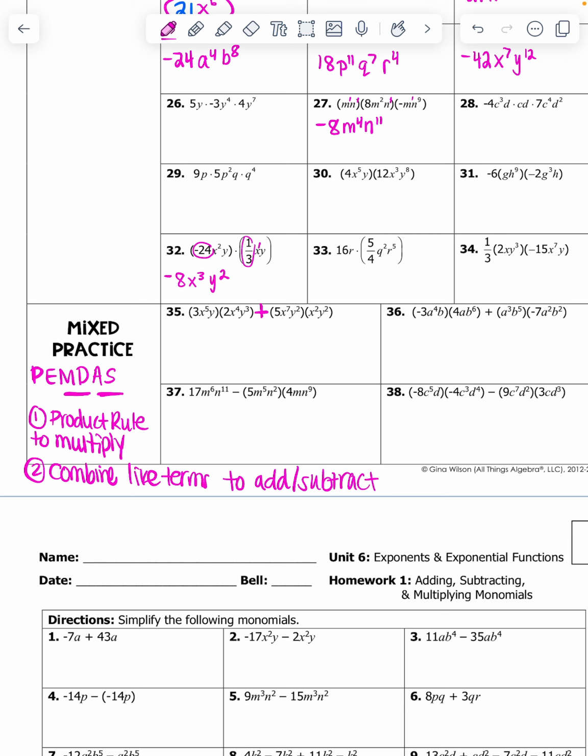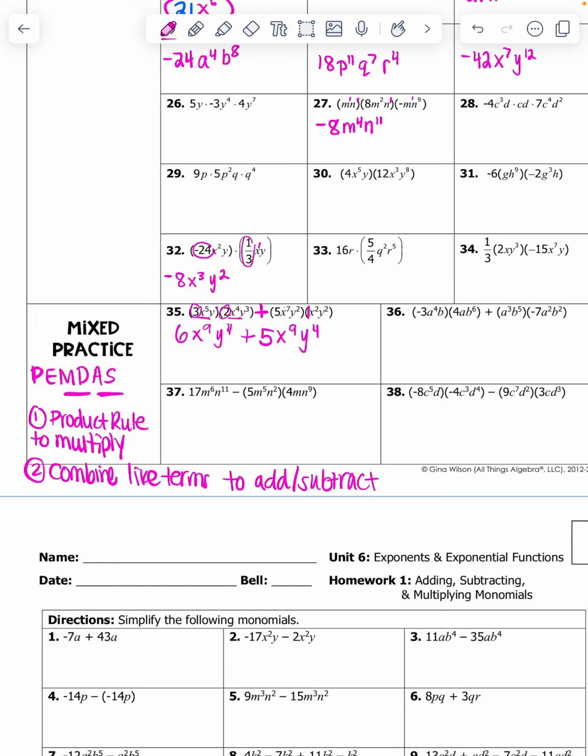So on the left-hand side of number 35, I would do 3x to the 5th times y times 2x to the 4th y to the 3rd. 3 times 2 is 6. X to the 5th times x to the 4th, add them up, x to the 9th. Y to the 1st times y to the 3rd, add them up, y to the 4th, plus. The next one, 5 times, technically 1, there's nothing to multiply with, so it's just going to be 5. X to the 7th times x to the 2nd is x to the 9th. Y to the 2nd times y to the 2nd is y to the 4th.